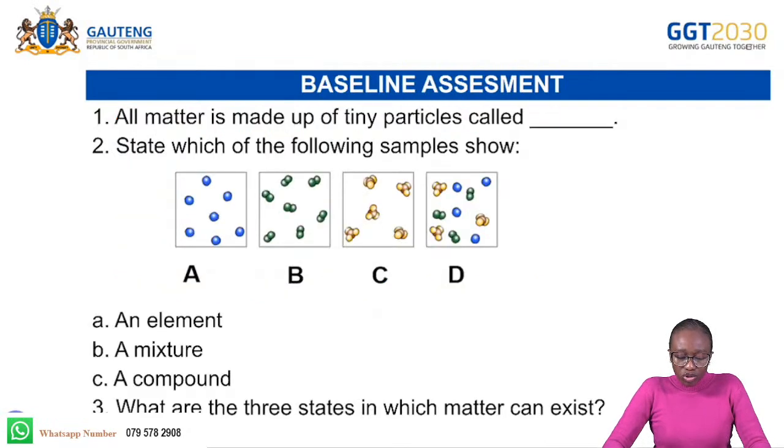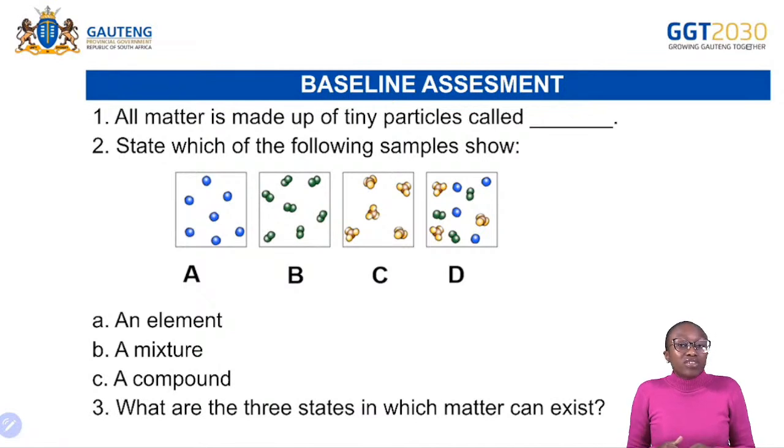Now let's move on to the baseline activity. I'm going to read out the questions and then give you time to answer them. After that, we will answer the questions together. Now I'll read the questions. Question 1. All matter is made up of tiny particles called blank. Question 2. State which of the following samples show. There's sample A, sample B, sample C, and sample D. Does it show an element, a mixture, or a compound? And then question 3. What are the three states in which matter can exist?